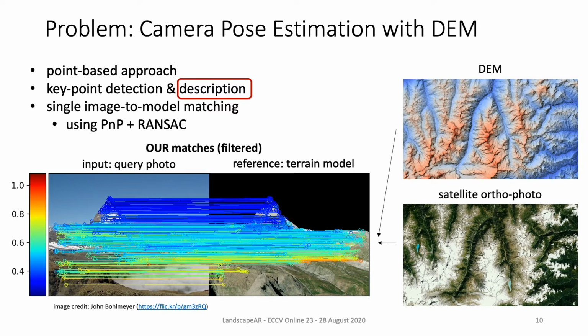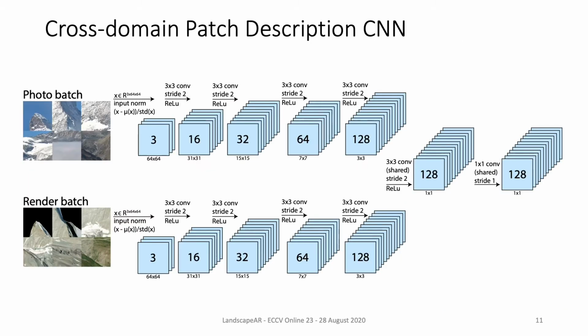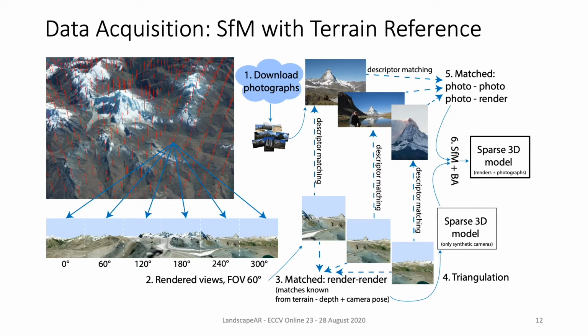To solve this problem, we propose an approach to train a cross-domain descriptor capable of closing the gap between the appearance of the photograph and the rendered imagery. We designed a compact architecture capable of running on a recent iPhone. The key problem is to obtain enough photographs aligned with the DEM.